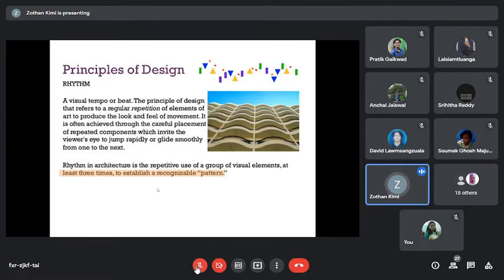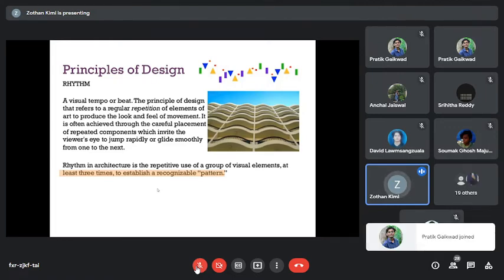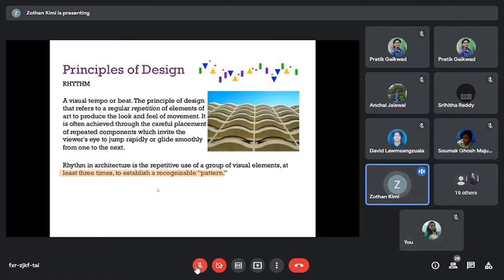It has this curve, sort of a flow, right? So those are called organic shapes, all right? So it's basically a repetition. I think the second line explains it a lot better. So rhythm in architecture is a repetitive use of a group of visual elements, at least 3 times, to establish a recognizable pattern. All right.